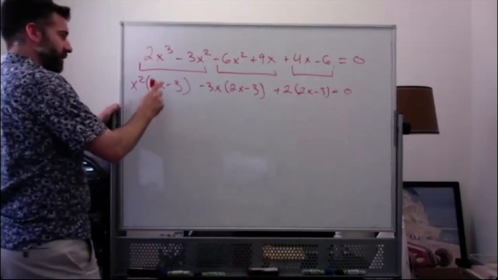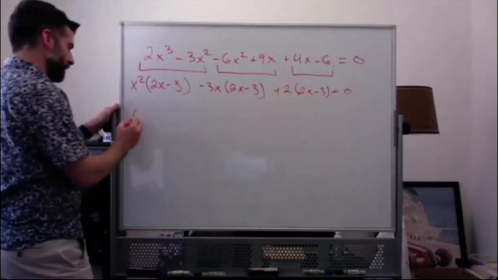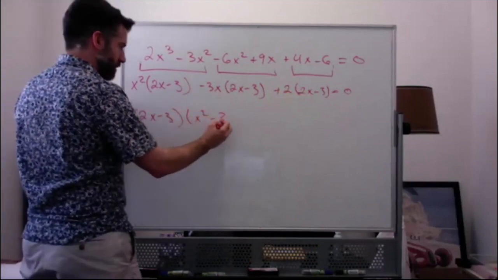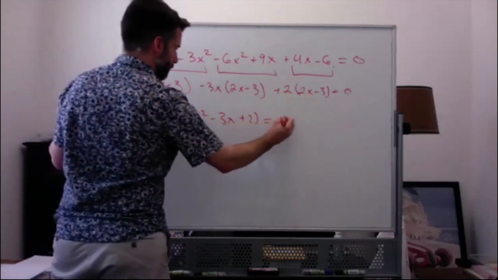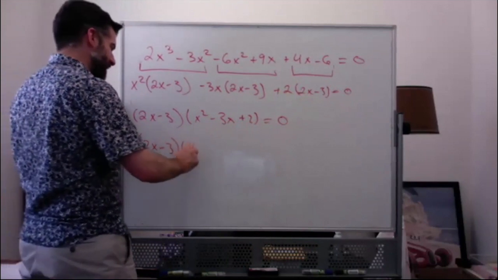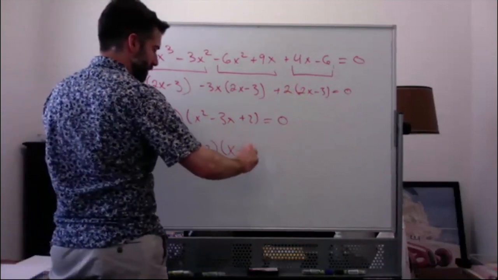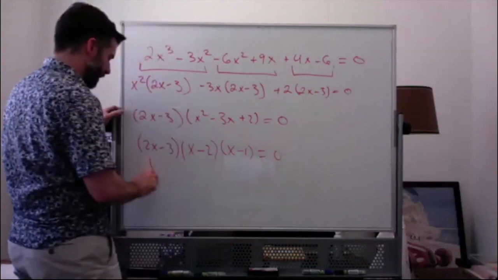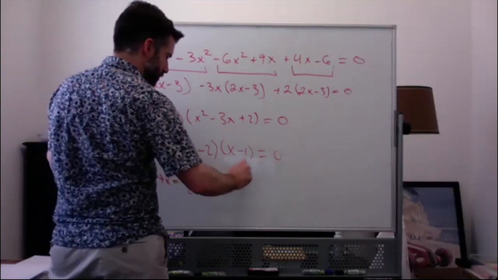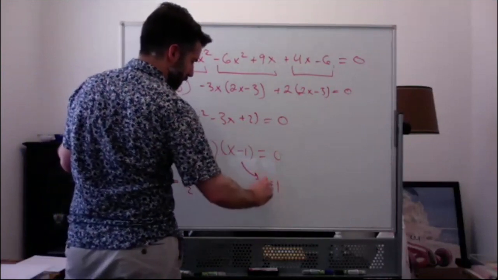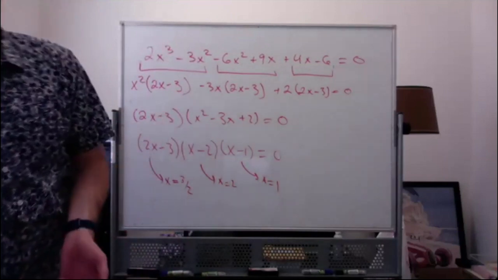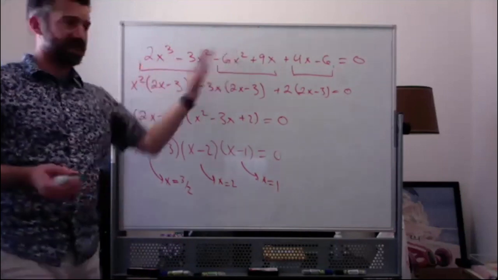And then I can factor out a 2x minus 3 from each of these, and be left with an x squared minus 3x plus 2. And then this I can factor further as x minus 2 times x minus 1. So I can get x equal to 3 halves, x equal to 2, and x equal to 1. But I don't think this is particularly realistic because no one is ever going to write this like this.